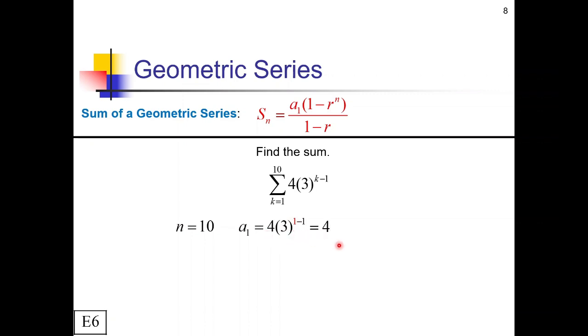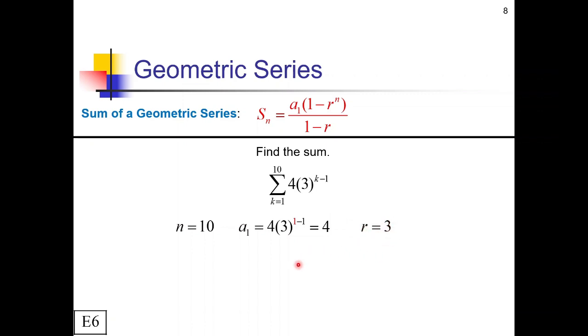And then we've also got the r value. That's what we keep multiplying by over and over again. And to figure that out, you could just notice that, hey, 3 is being raised to the exponent, so that's what I'm multiplying by over and over again, and write 3 for r. Or you could plug in 2, get another term, and then divide term number 2 by term number 1, and that would verify that indeed 3 is the common ratio.